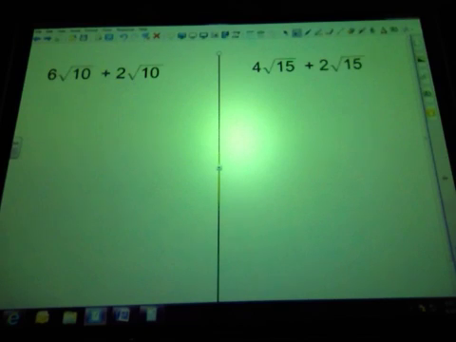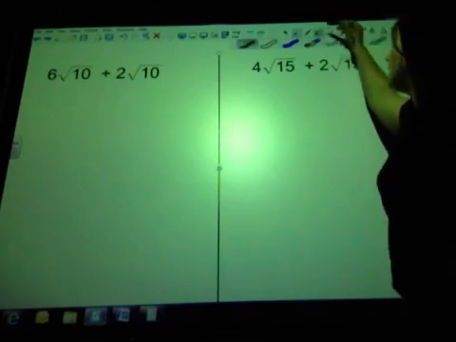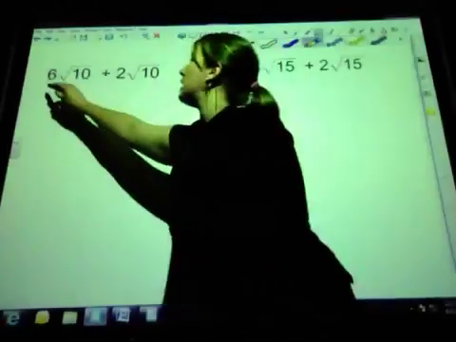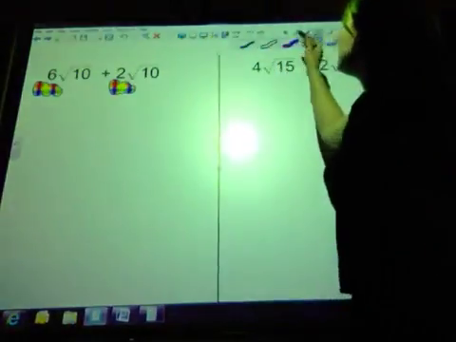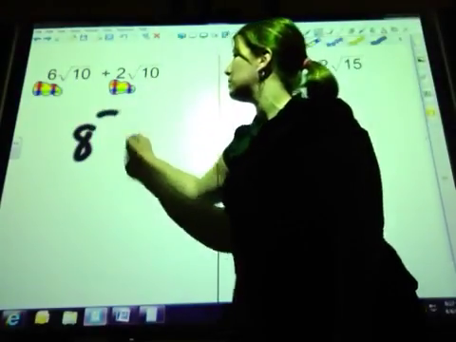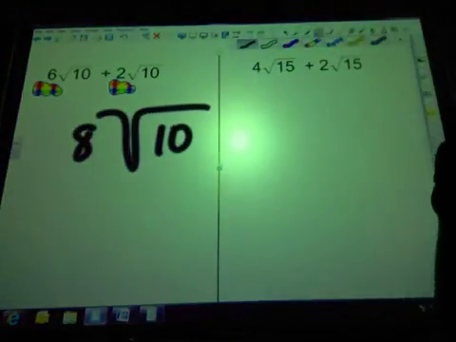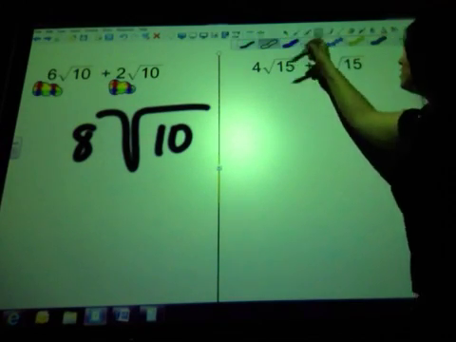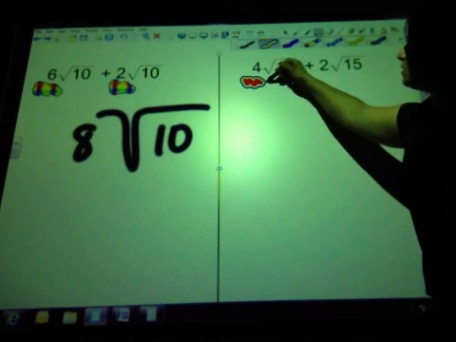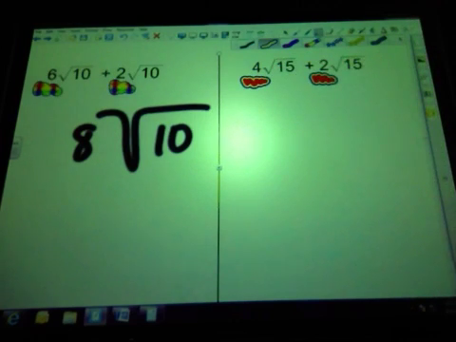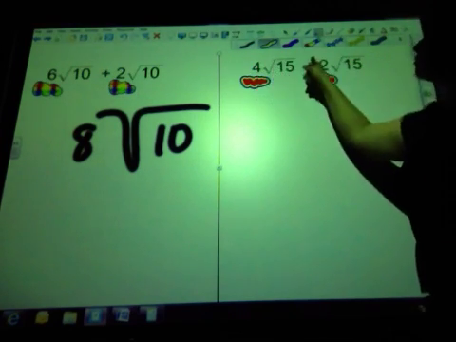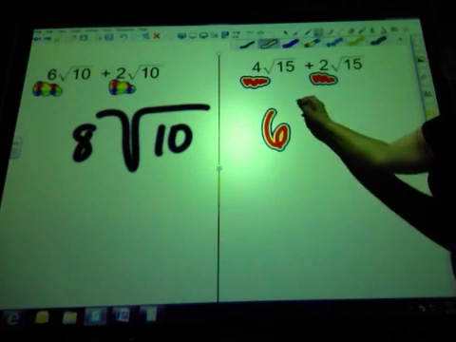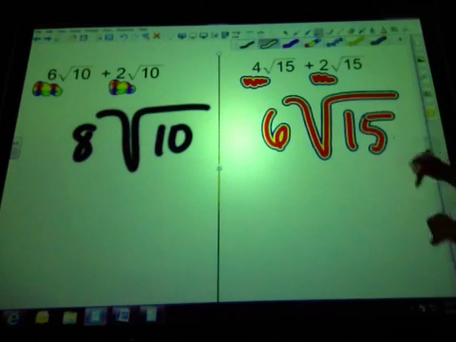On the left, we have 6 times the square root of 10 plus 2 times the square root of 10. So again, we just combine the like terms. So we're going to add our 6 and our 2. 6 plus 2 is 8, and then we just leave this as the square root of 10. Over here, we've got 4 times the square root of 15 plus 2 times the square root of 15. So we're going to put the numbers that are in front of these together. 4 plus 2 is 6, and then we're leaving this just as square root of 15 underneath the square root sign.